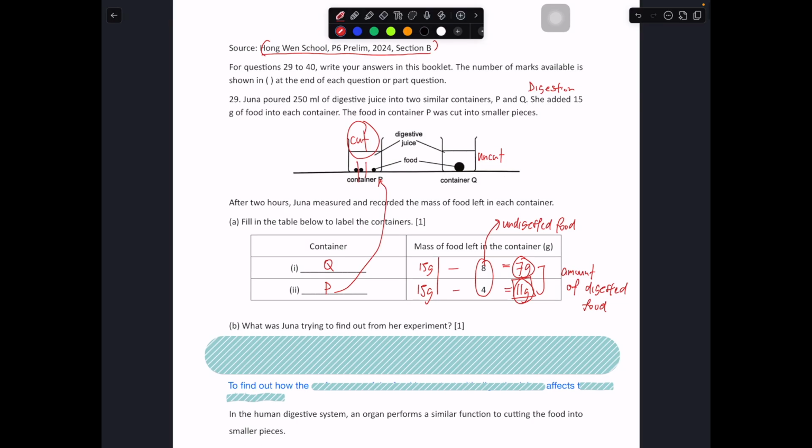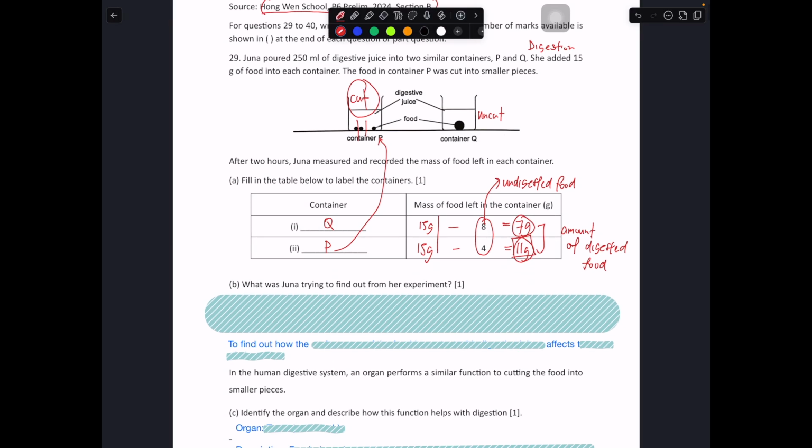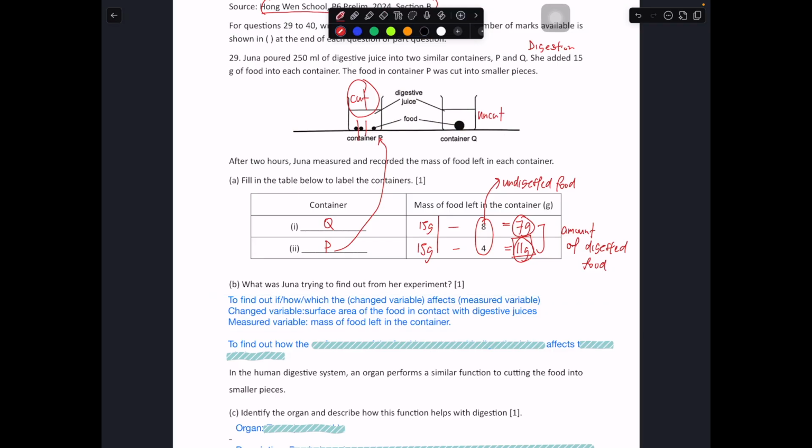So what was Juna trying to find out? A typical aim statement will look something like this: to find out if, how, or which the change variable affects the measured variable. The change variable is really the surface area of the food in contact with the digestive juices, while the measured variable is the mass of the food left in the container. Notice how I came up with this. I just copied it directly from here: mass of the food left in container. So this is your measured variable, and you just have to write it in this manner.